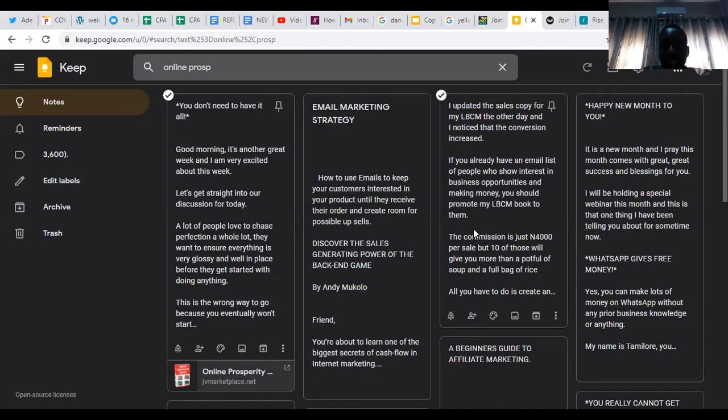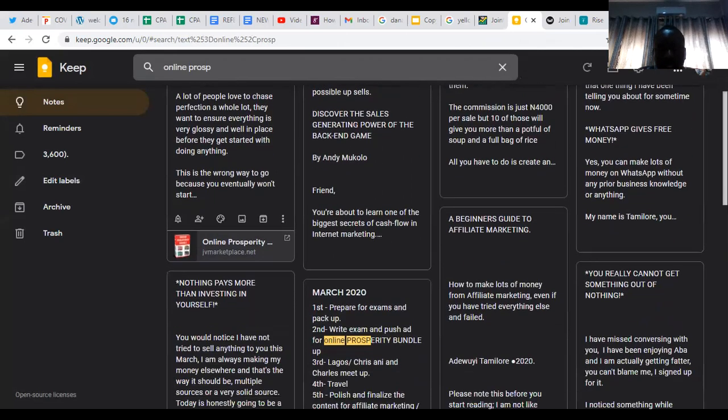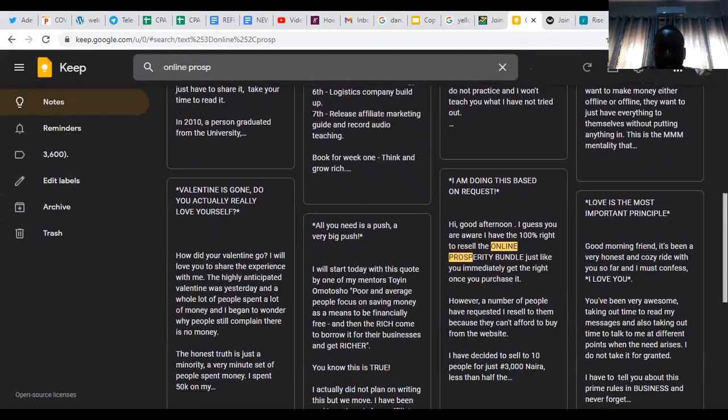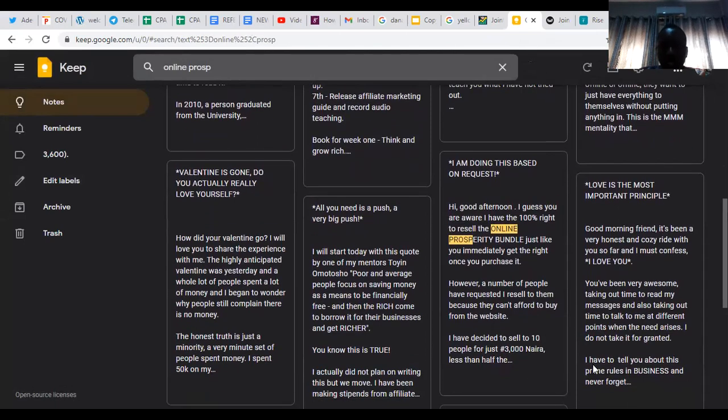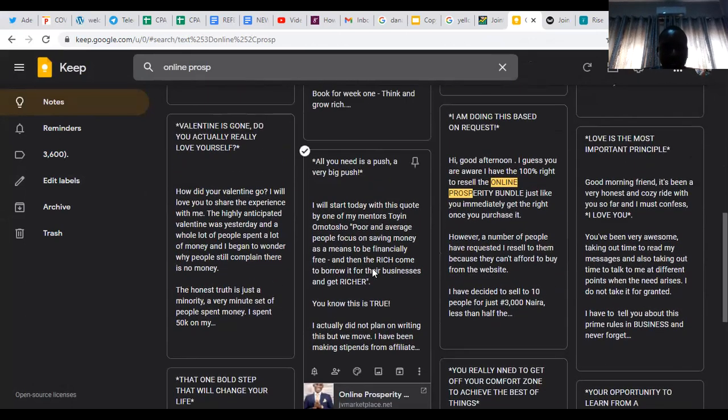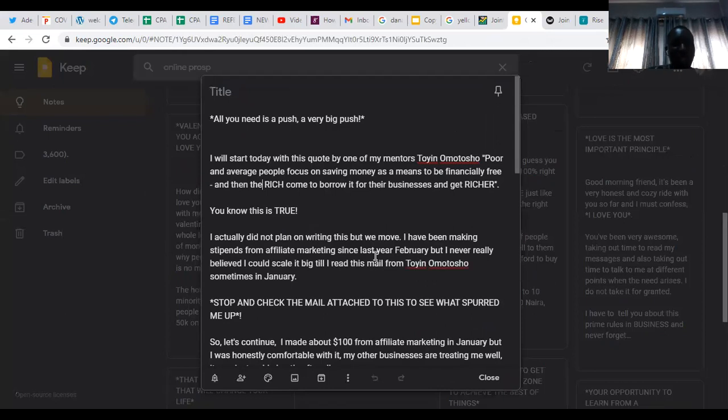Also, look at this. Let me look for another one that I used in promoting. There's another one. So I wrote another article another time. I'm showing you some of my articles so you know that I really worked for all of this money that I make. It's not a fluke.